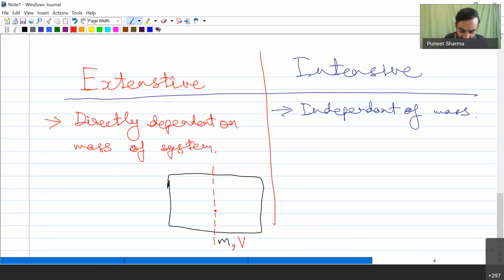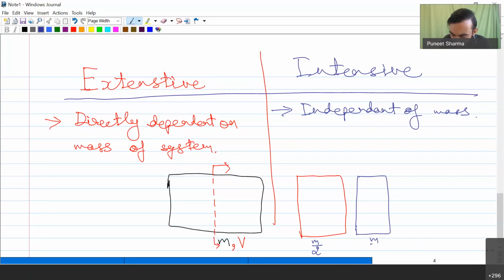In this situation, initially I was having a single mass, then I made this imaginary boundary. After the imaginary boundary, now I will be finding two different parts of the system. If I talk in terms of mass, then the individual mass has become m/2. If I talk about volume, volume has also become V/2.